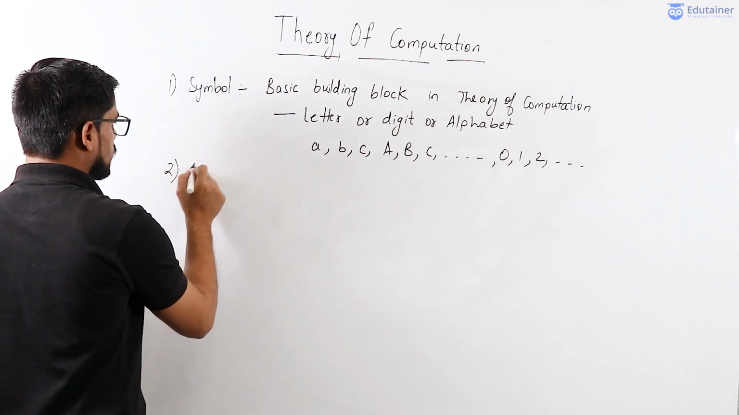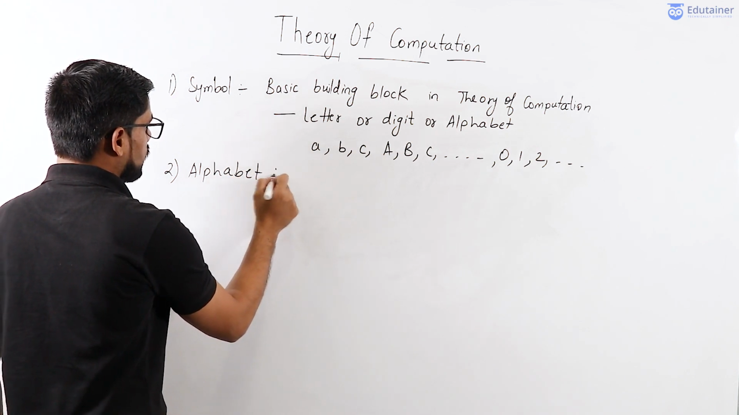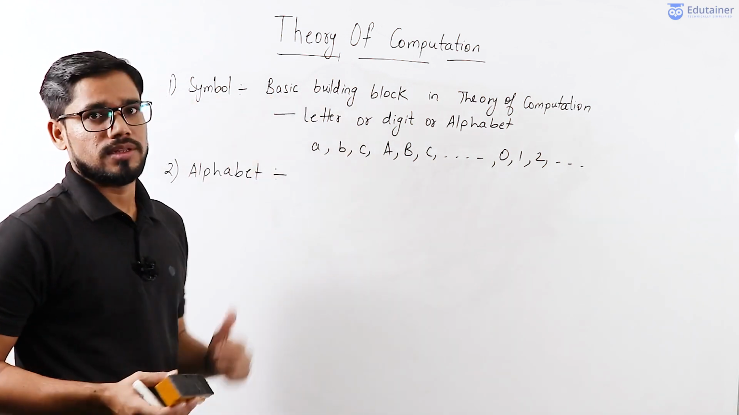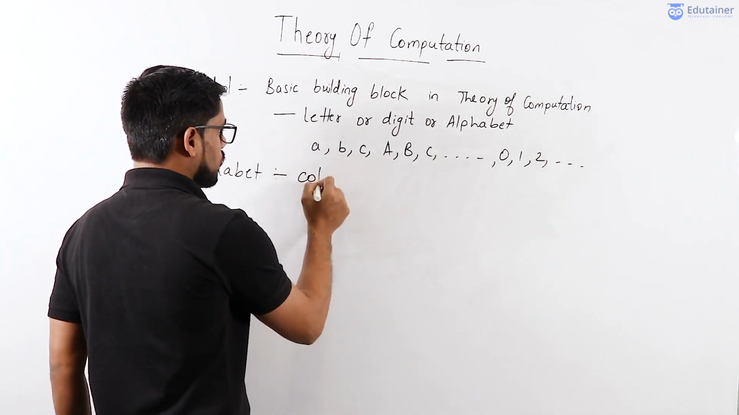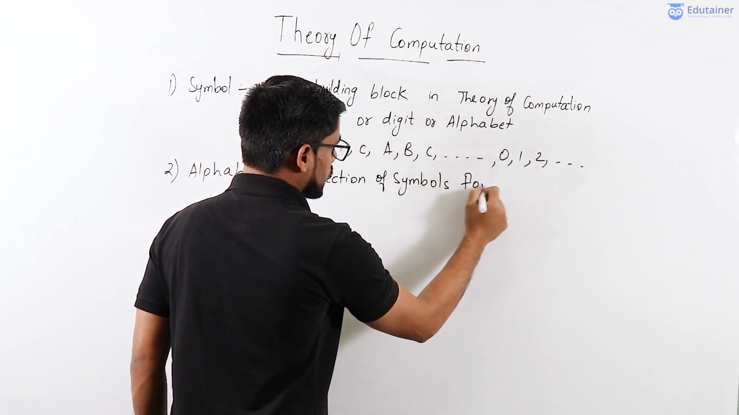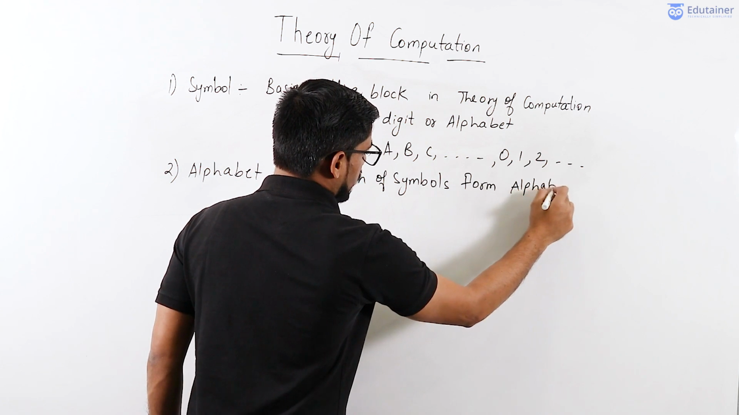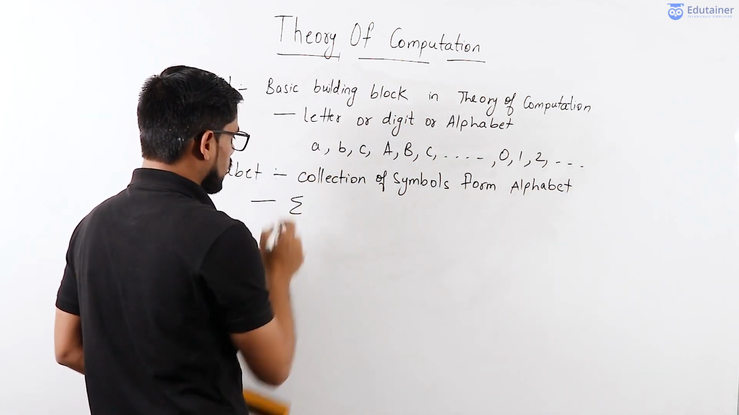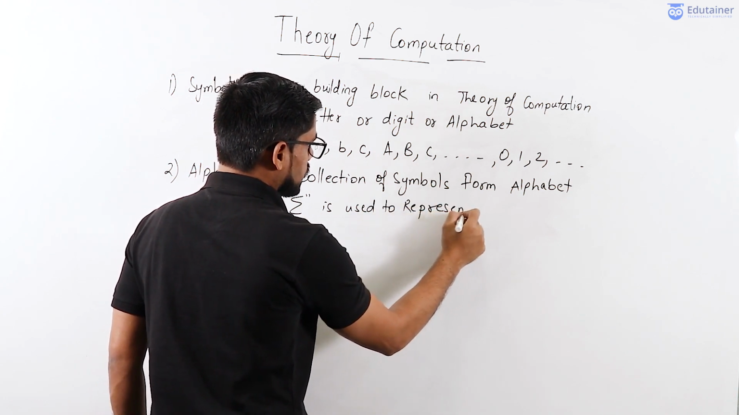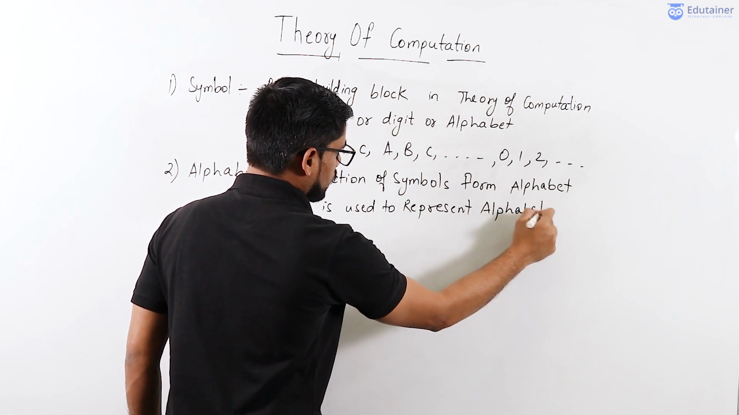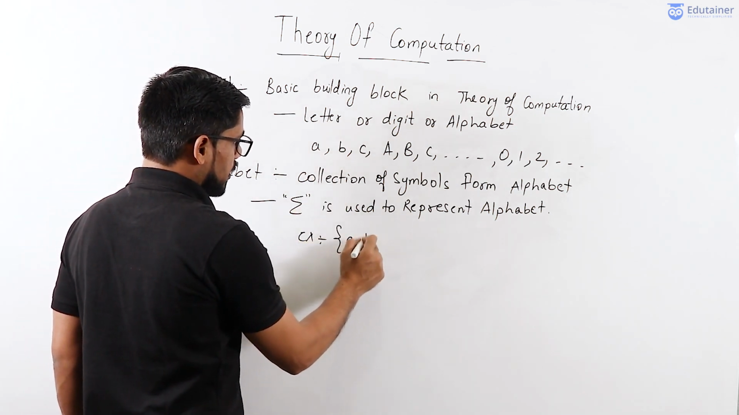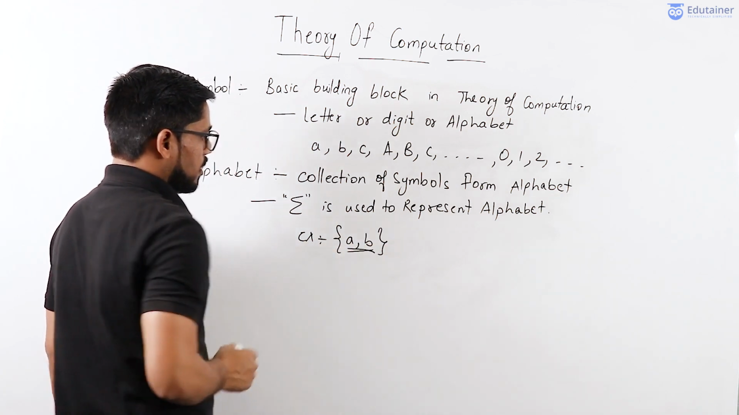The second pillar is alphabet. What is an alphabet? If you group these symbols together, then it is nothing but an alphabet. So a collection of symbols forms an alphabet, and alphabet is represented by the symbol sigma. So sigma is used to represent alphabet. For example, the collection of symbols small a, small b is nothing but an alphabet.